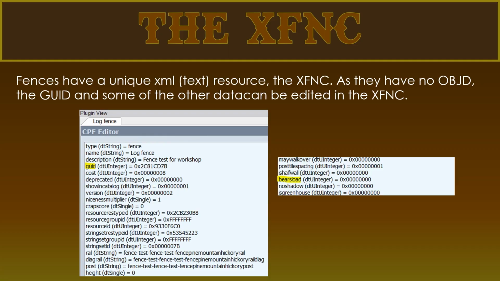If you look over on the right, you've got this maywalkover property. This is for flower beds. If you set, or the flower bed edging, so if you set it to 1, the sim can walk over it.